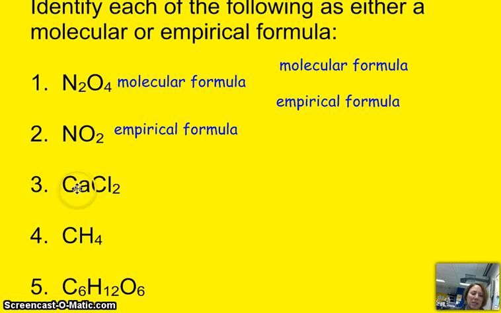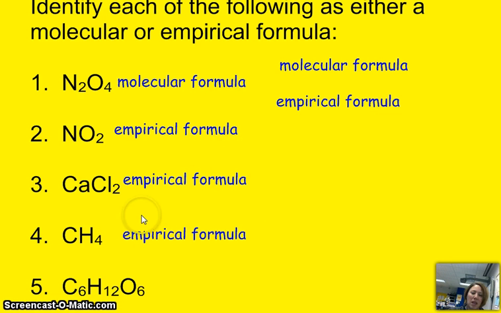Look at number 3, CaCl2. Remember, if there's no number there, it's a 1. That is an empirical formula because the subscripts are in lowest terms. CH4, do you have a guess? Empirical formula for methane. And how about C6H12O6? Are these subscripts in lowest terms? No, they're not. They're all divisible by 6, right? That's a molecular formula, okay? Because the subscripts are not necessarily in lowest terms.